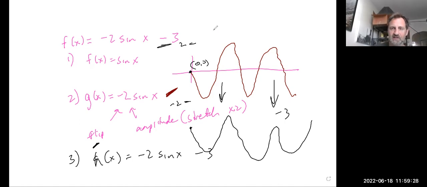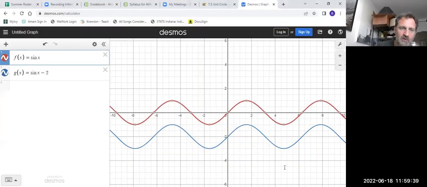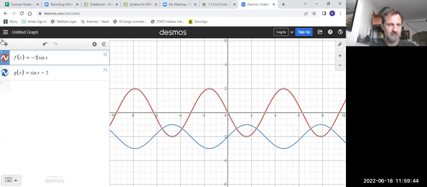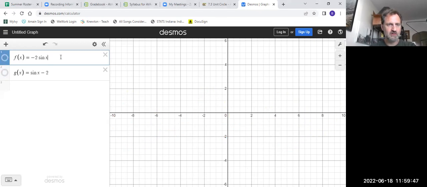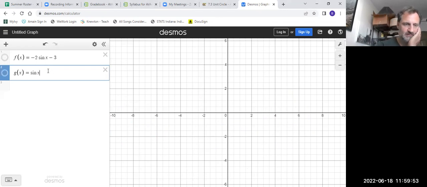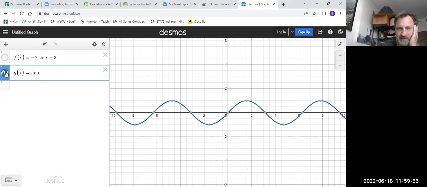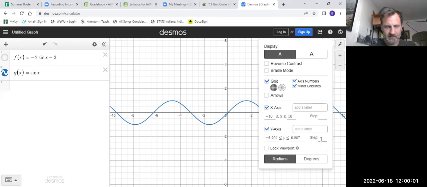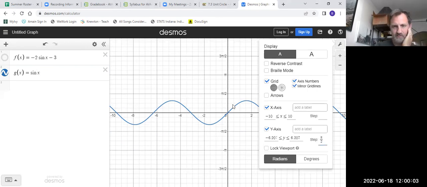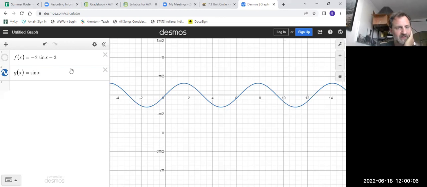All right, let's go back to Desmos and let's look at it. My end goal is to get to -2 sine x -3. So I built it up. I'm going to start with sine x. This is my first one. I'm going to change the scale here because I like having my pi halves, so we'll change this to pi halves. Okay, so this is my regular one.